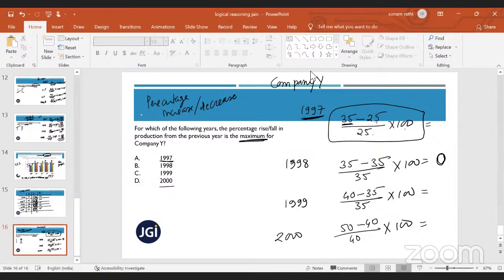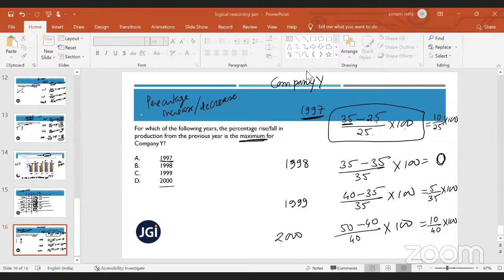35 minus 25. 35 minus 25 is 10. 10 upon 25 into 100. This one is 5 upon 35 into 100. This one is 10 upon 40 into 100. Do the calculation.